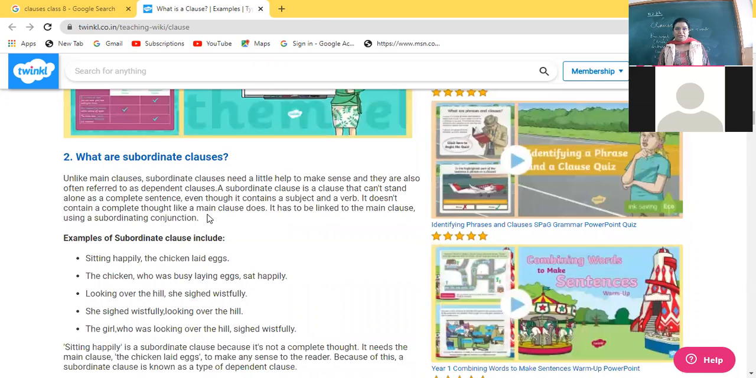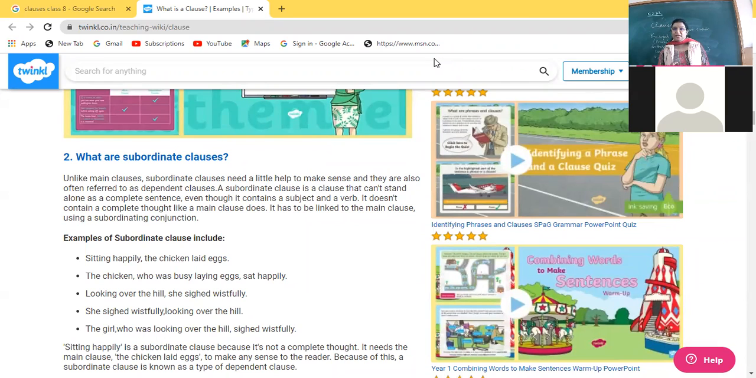Now, what are subordinate clauses? Subordinate clauses don't make sense on their own, right? They are dependent. Subordinate means dependent. It is not main, it is not meaningful on its own, but it becomes more meaningful when it is joined with another clause. A subordinate clause is a clause that can't stand alone as a complete sentence, even though it contains a subject and a verb.